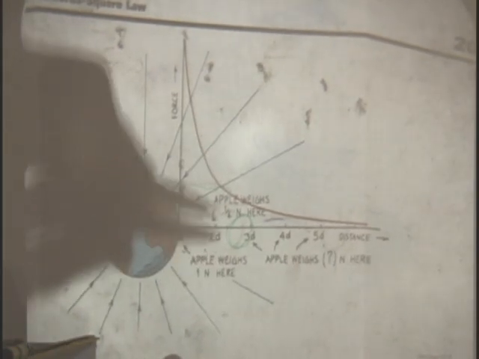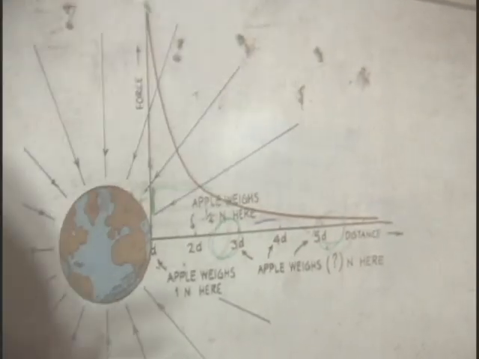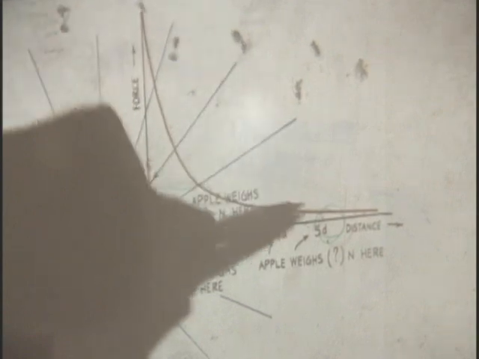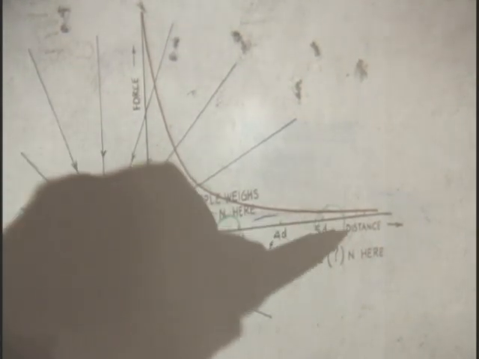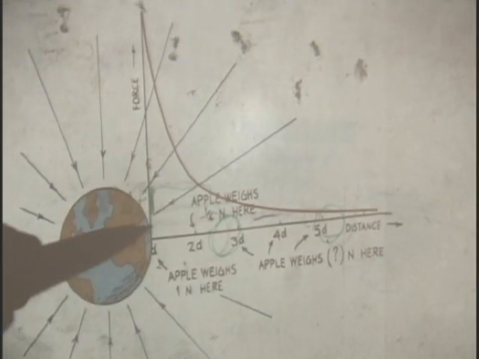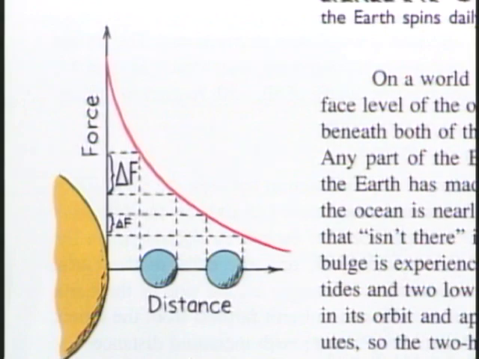If that same body is out here, I think you can see that the force on the near side and the force on the far side are pretty much the same. So there's a very small delta F the further away you get. So the key for tides is closeness and differences in forces.